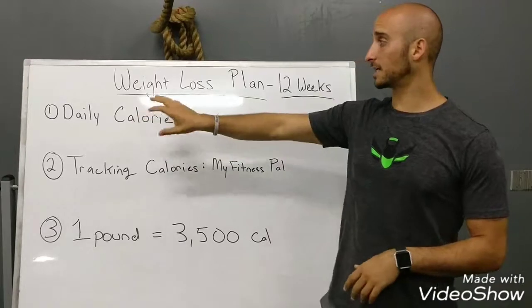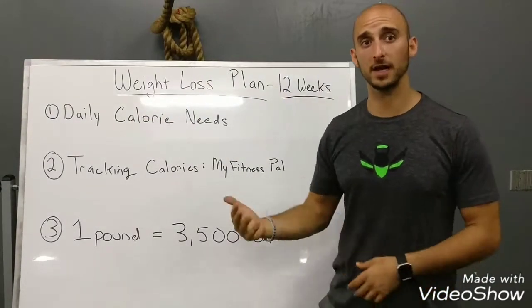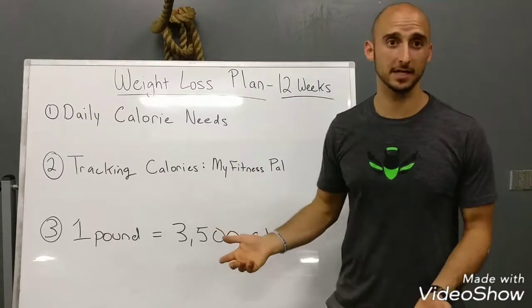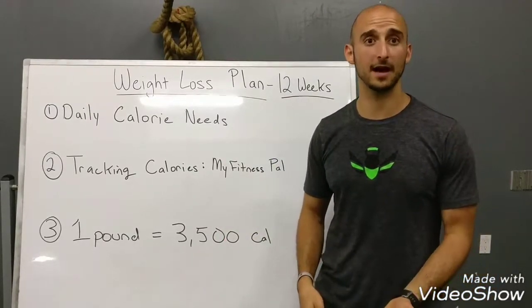So you're going to go online, search basal metabolic rate calculator, and put in your age, your height, and your weight. You can also search a daily calorie needs calculator. Some examples: Livestrong has one, and bodybuilding.com has one.